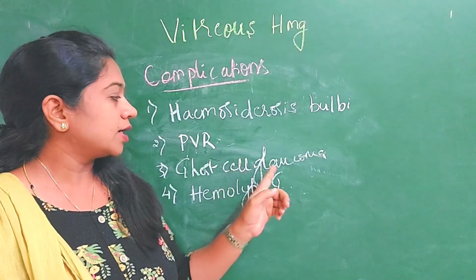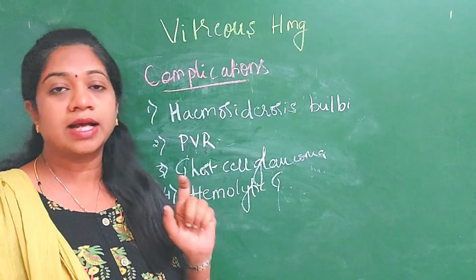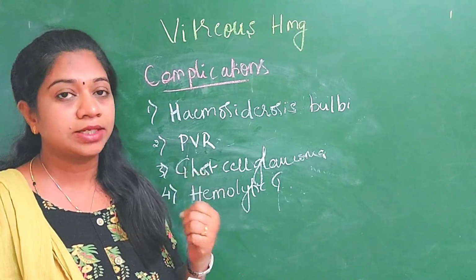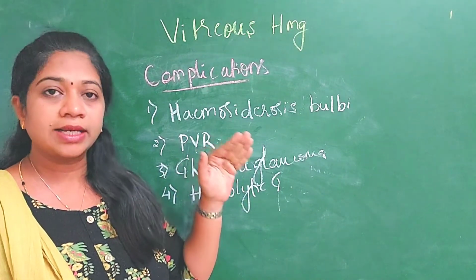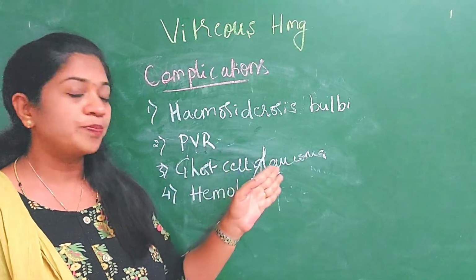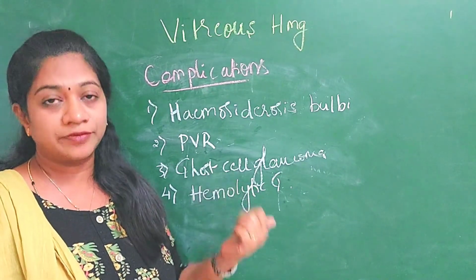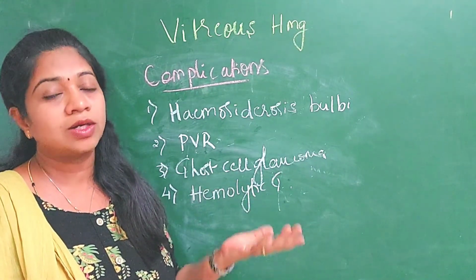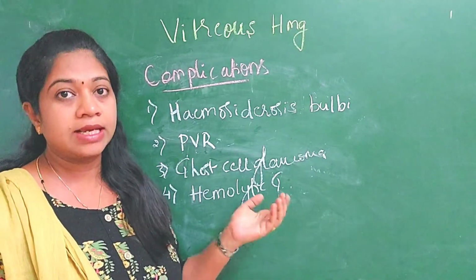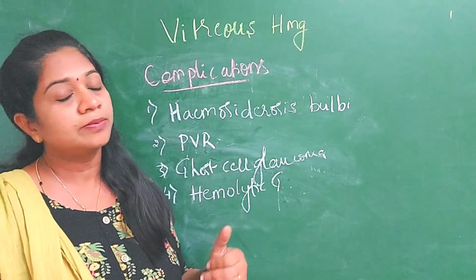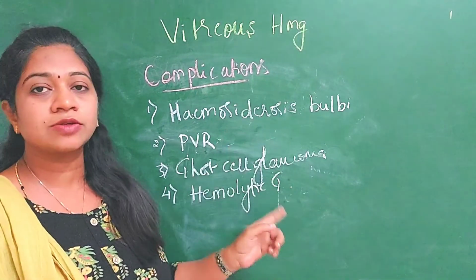The third is ghost cell glaucoma, that is, spherical, rigid, khaki colored RBCs which are filled with denatured hemoglobin. So these cells can seep into the anterior chamber and can clog the trabecular meshwork, leading to ghost cell glaucoma. The last one is hemolytic glaucoma because of either the free hemoglobin or the lysed RBCs or the macrophages which engulf these lysed RBCs can come into the anterior chamber and block the trabecular meshwork again, leading to hemolytic glaucoma. So these are the complications of vitreous hemorrhage.